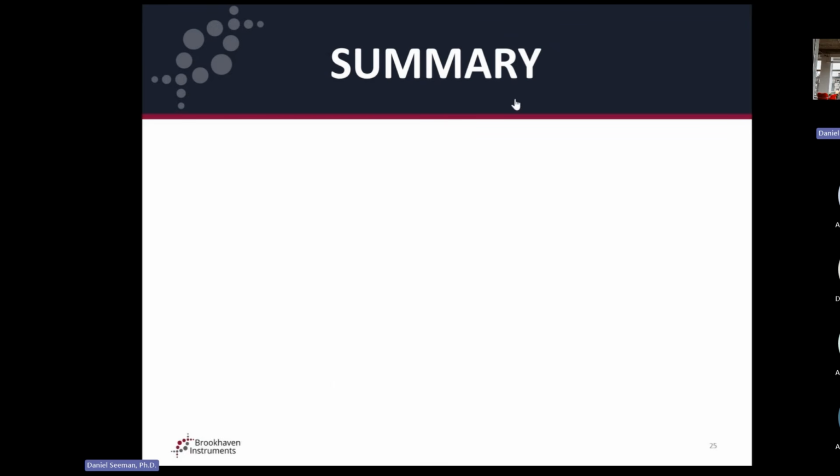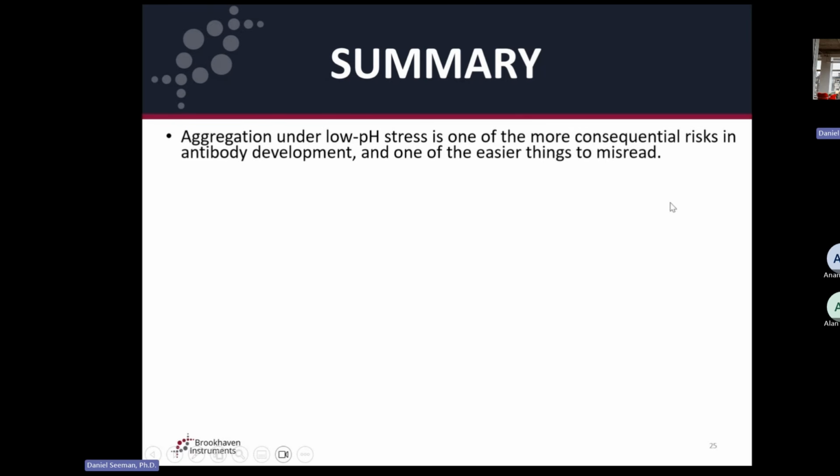All right, so if we summarize everything, we've basically covered why we're interested in the aggregation of monoclonal antibodies under low pH stress, because there's no way to avoid it when you're producing monoclonals in a pharmaceutical environment. You basically have to use protein A for capture, and you have to do viral inactivation at low pH. So these are not avoidable steps.